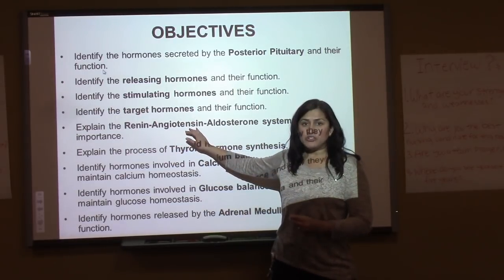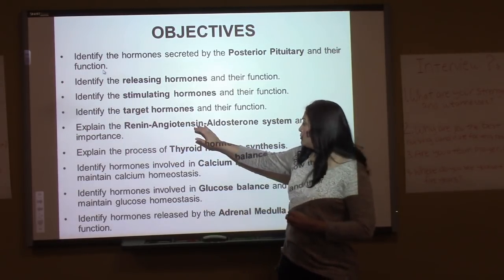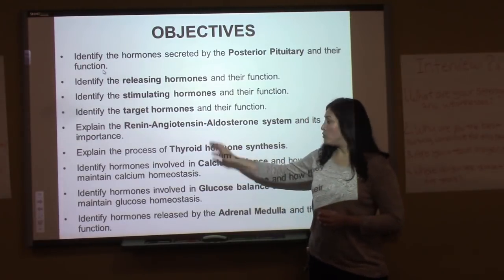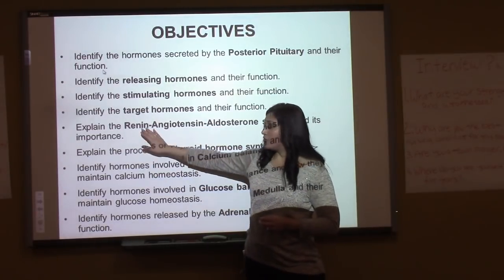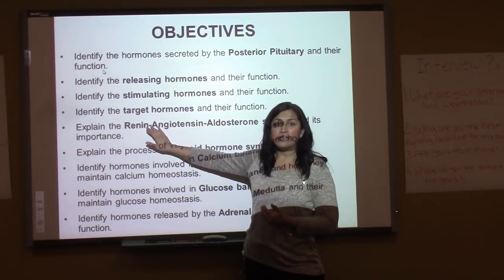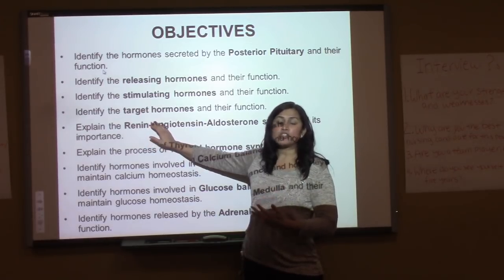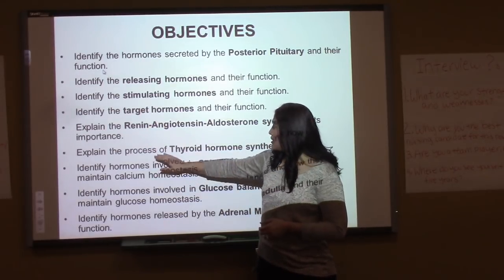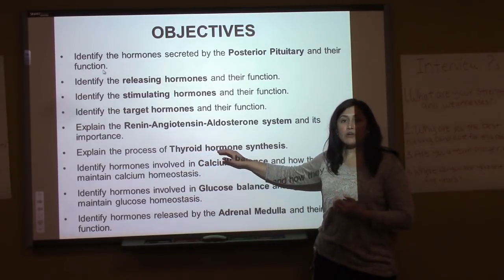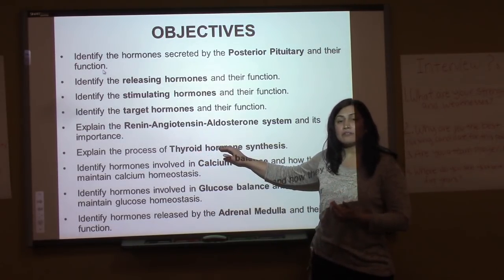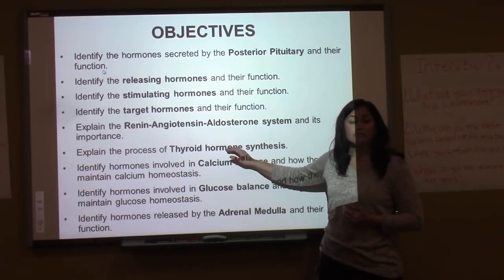Explain the renin-angiotensin-aldosterone system. Please know this step by step, it is very important. And of course, what is the function of the renin-angiotensin-aldosterone system, which is also called the RAS system. Explain step by step how thyroid hormones are produced by our thyroid gland. Again, it's a very important system.